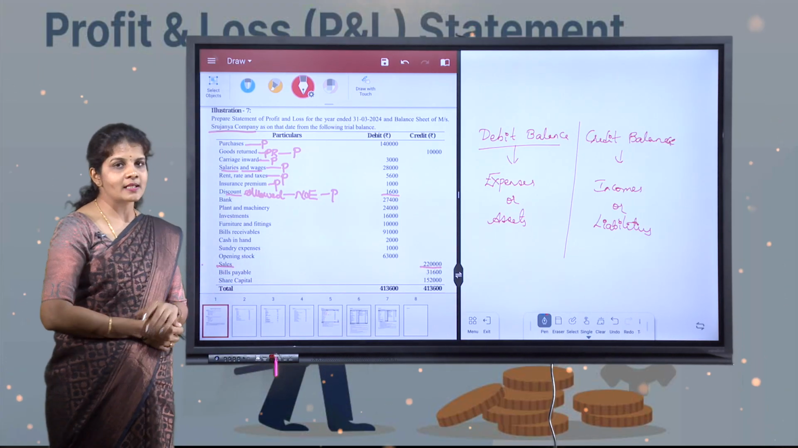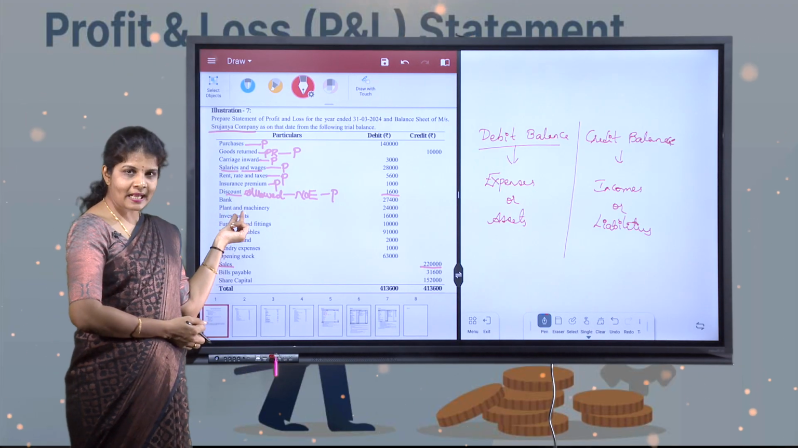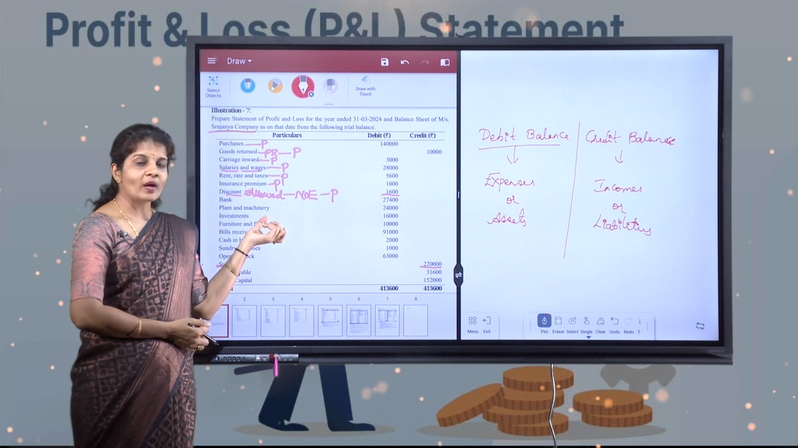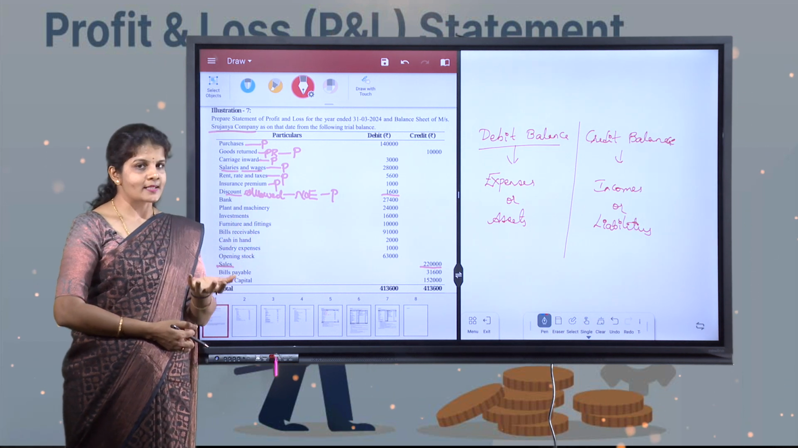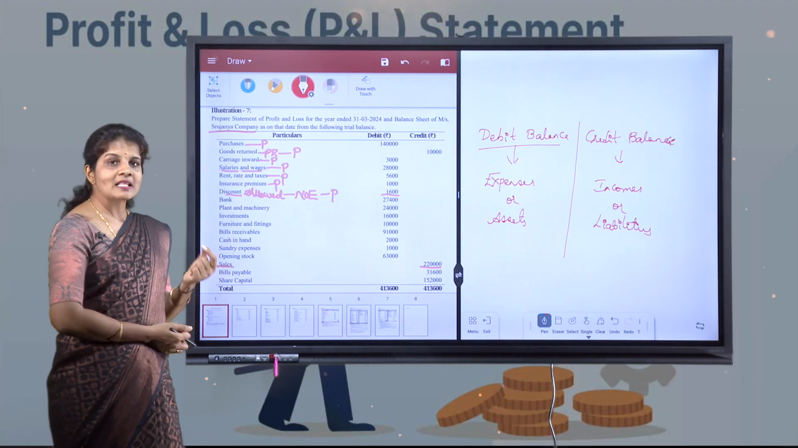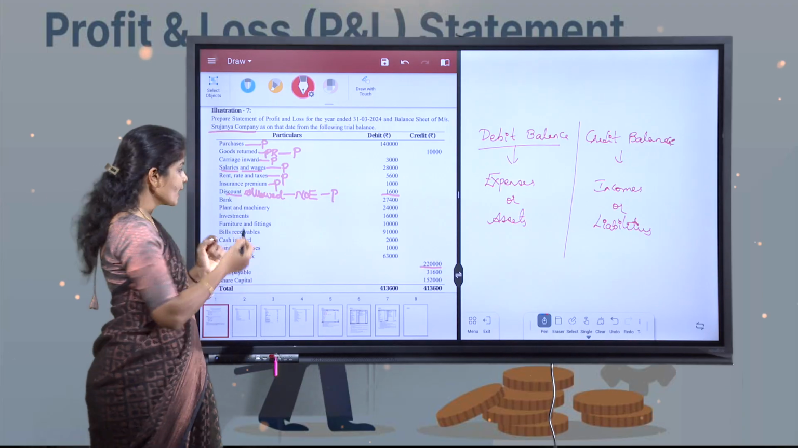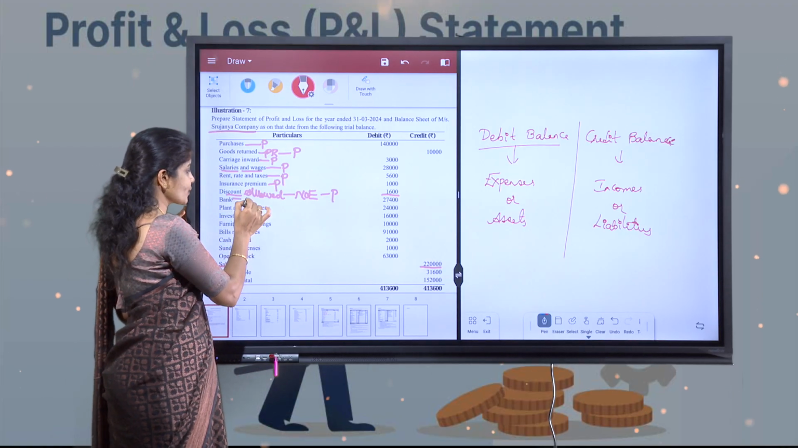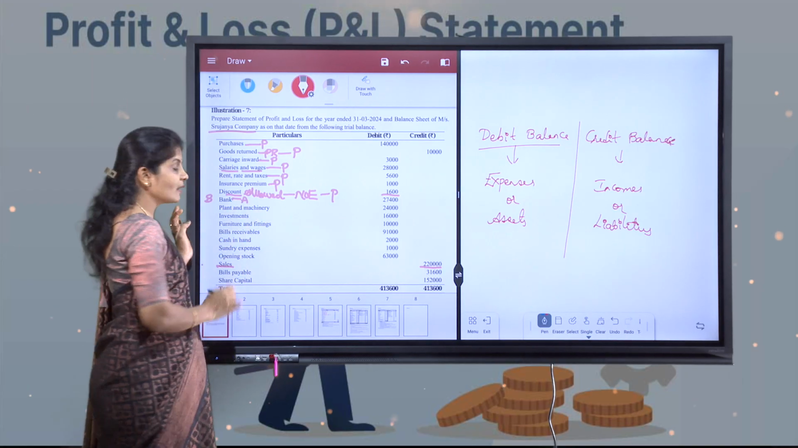Next, bank. Bank, debit balance. Tell me whether it is expenses or asset. Bank balance, cash at bank. So whatever it may be, this bank is nothing but an asset: cash in hand, bank, cash at bank. So this is an asset for the business. This is not an expenses. Okay. So bank is always an asset. So this will be taken to the balance sheet and it is under asset side.